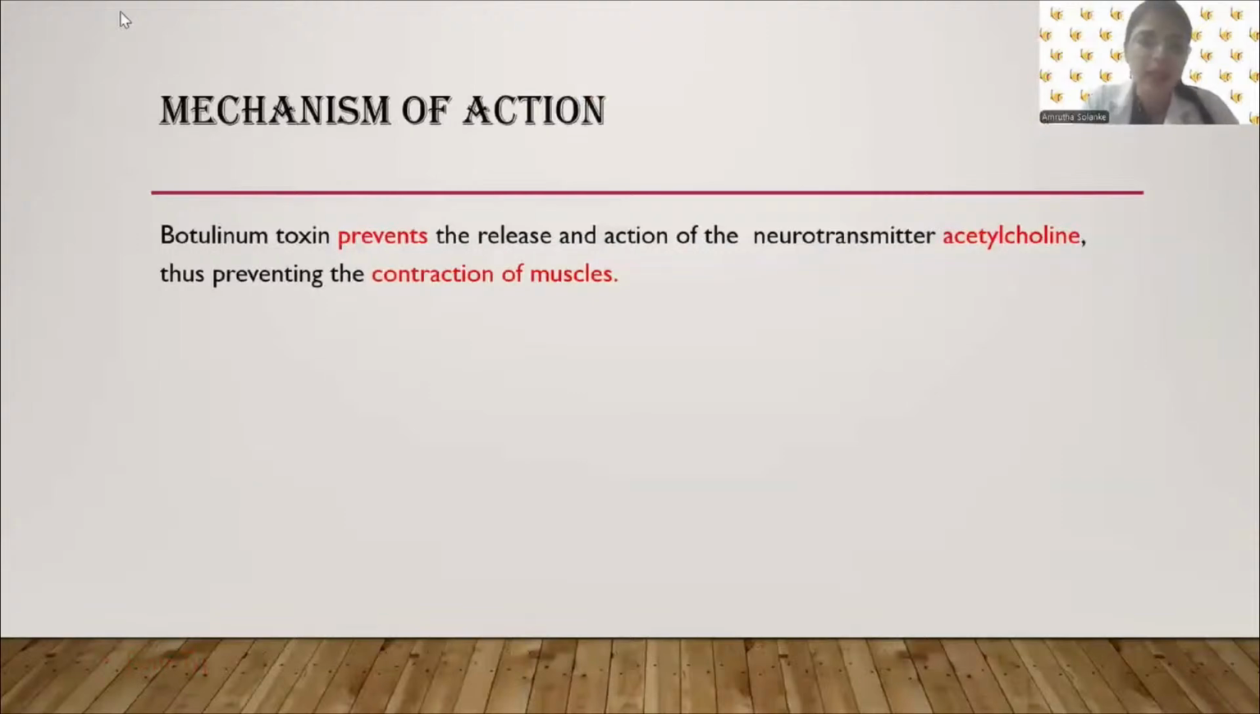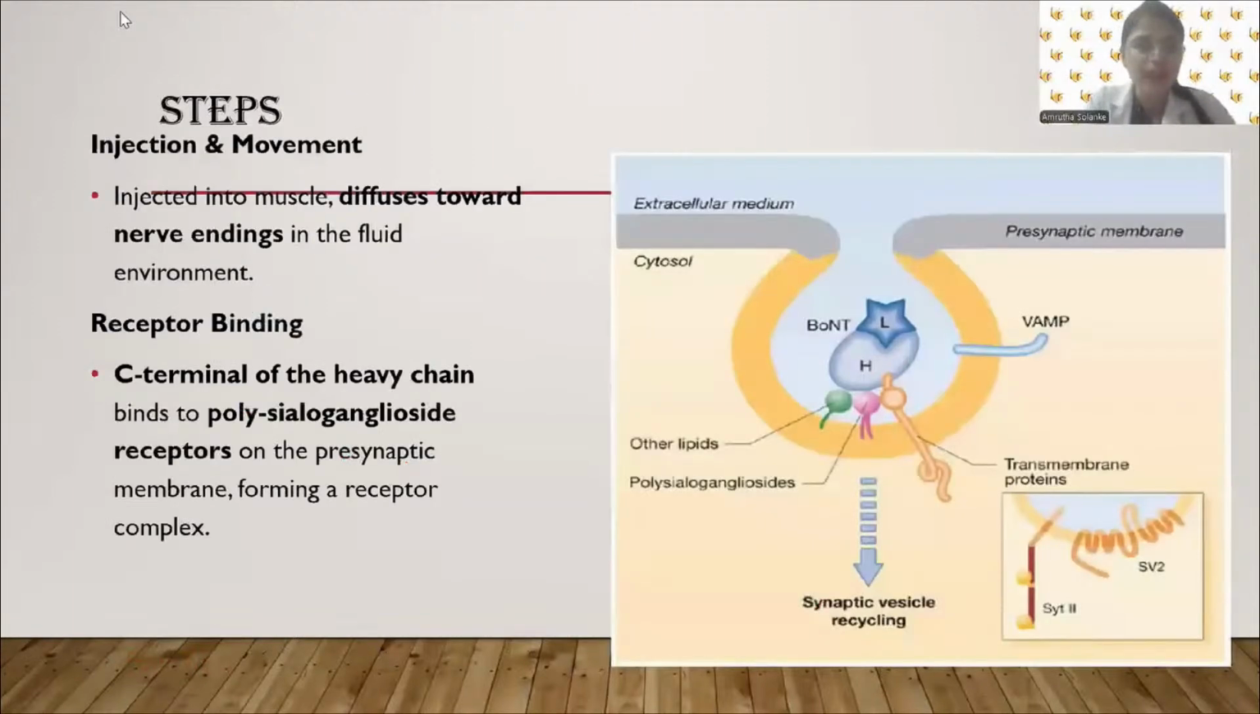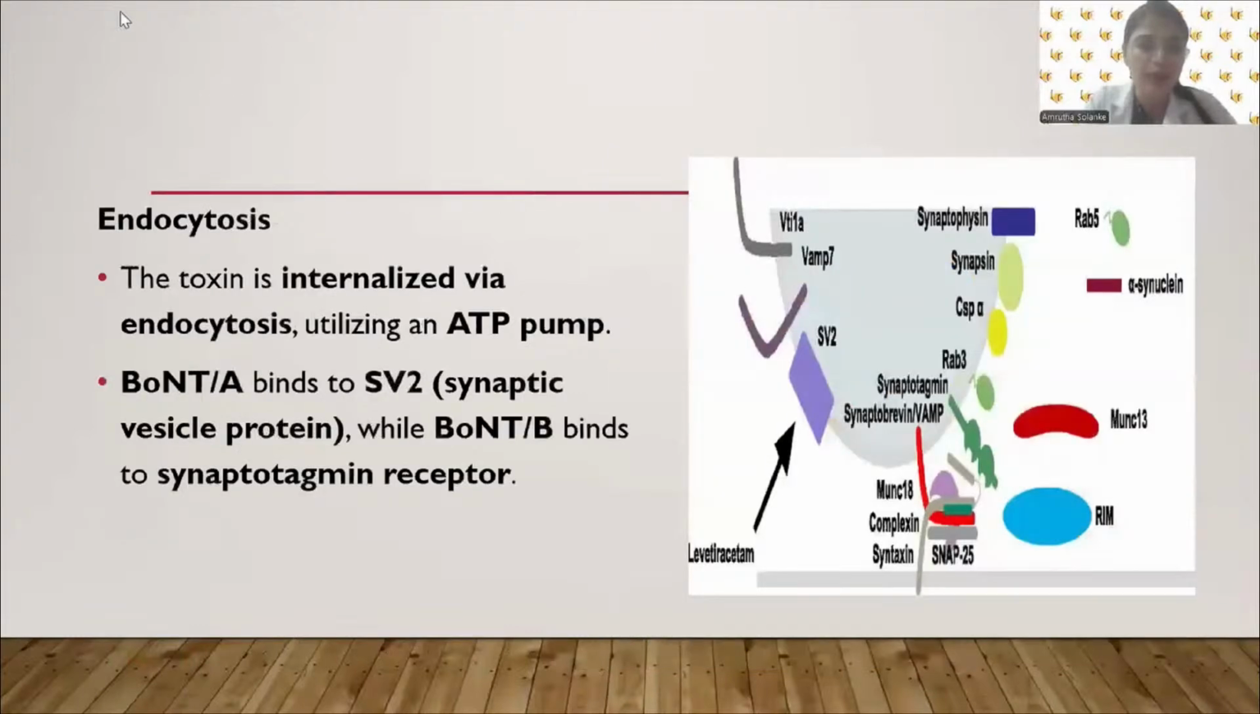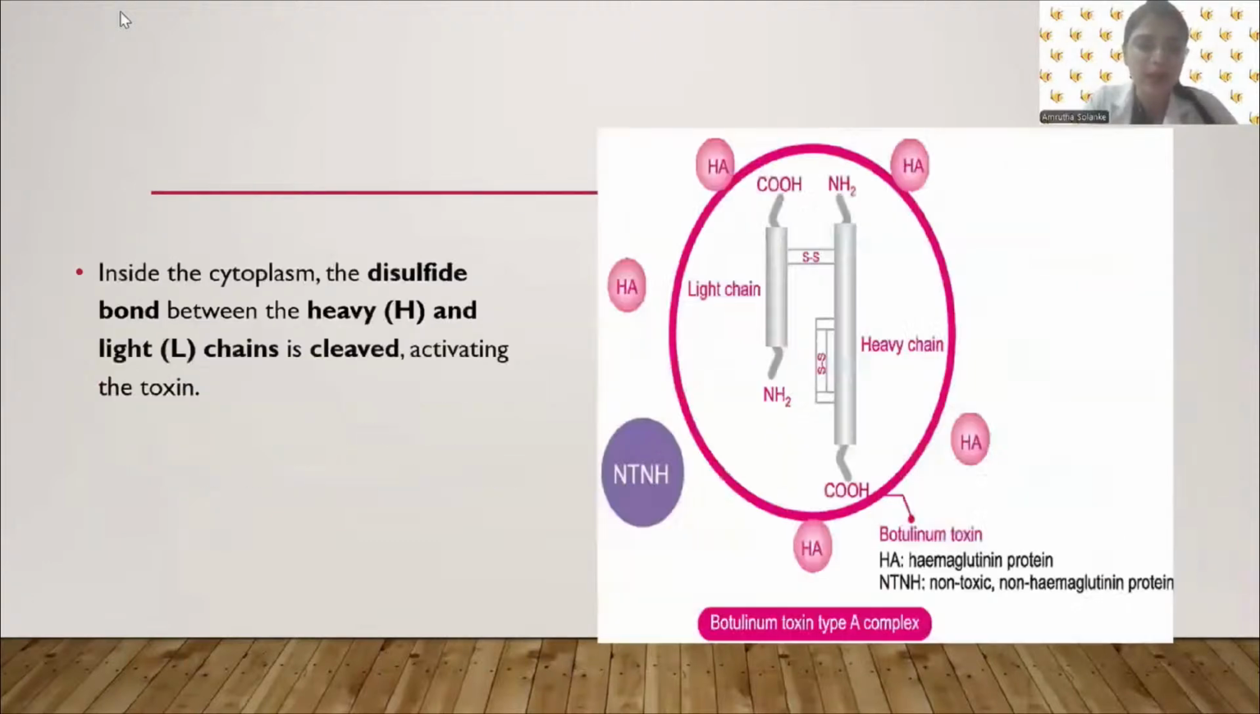Coming to the mechanism of action, botulinum toxin prevents the release and the action of neurotransmitter acetylcholine, thus preventing the contraction of muscles. The steps and mechanism of action are: once it is injected into the muscles, it diffuses towards the nerve endings in the fluid environment. The C-terminal of the heavy chain binds to the polysialoganglioside receptors on the presynaptic membrane, forming a receptor complex. The toxin is then internalized via endocytosis using the ATP pump. The botulinum toxin A binds to the synaptic vesicle protein, while the botulinum toxin B binds to the synaptotagmin receptor.